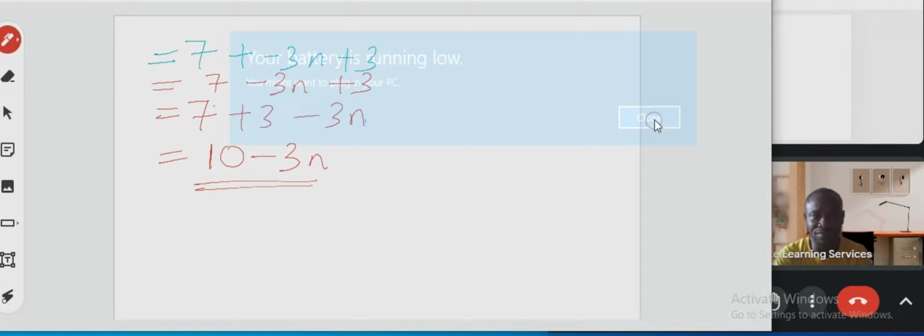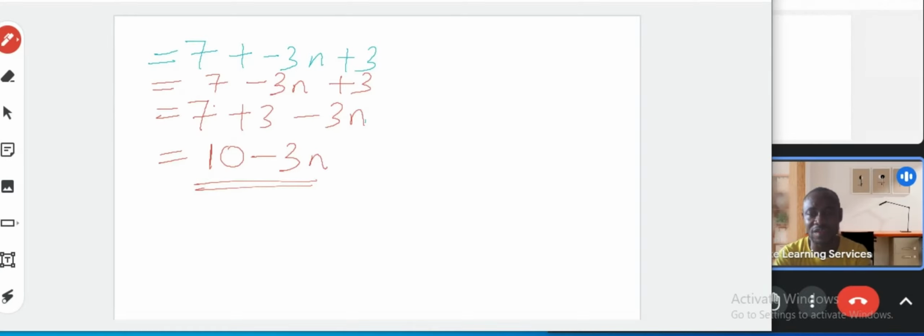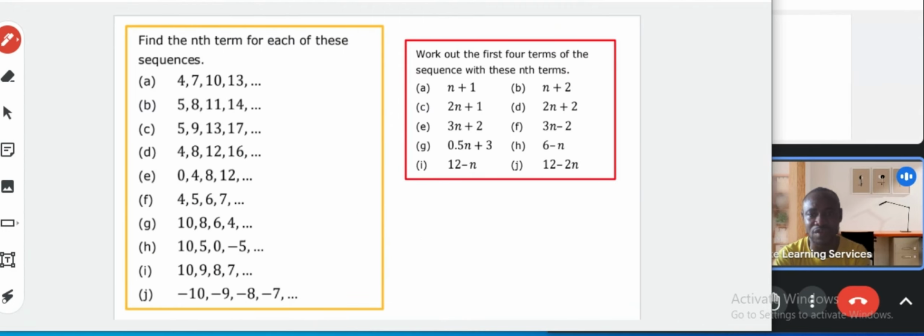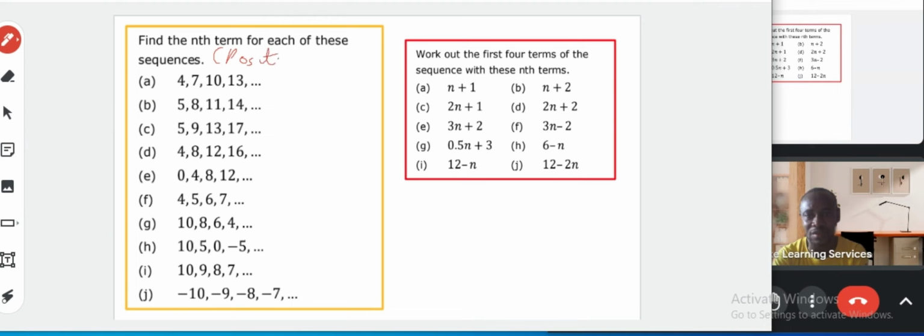Oh yeah, 10 minus 3n. Alright, so this is the term to term, position to term rule. I think what I would just do is to ask you to use this and practice this one here. We get the n term simply means position to term rule, okay? They're basically asking you, go to that last page, you see it. Position to term rule, that's what n term means.